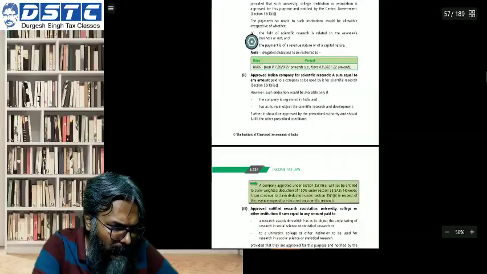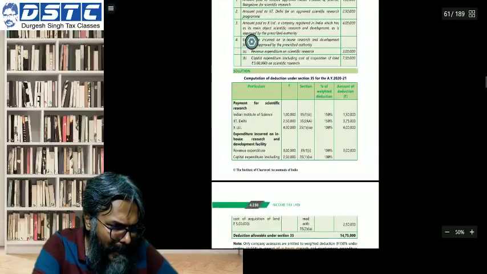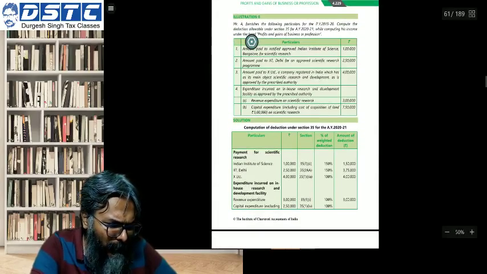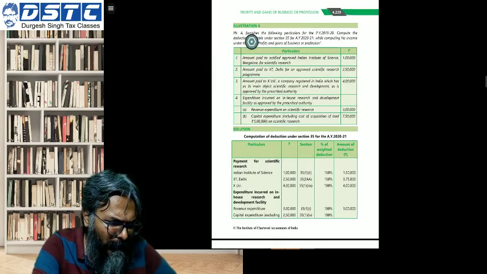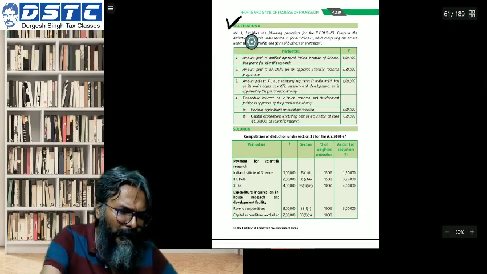Is there any question? I think this is about donation. This is the question which is there, students. This is all about the donation. So that donation part, directly you can refer to this question.